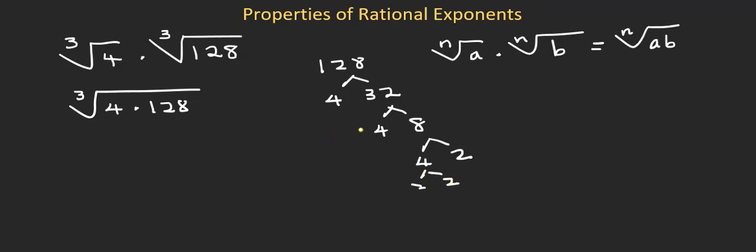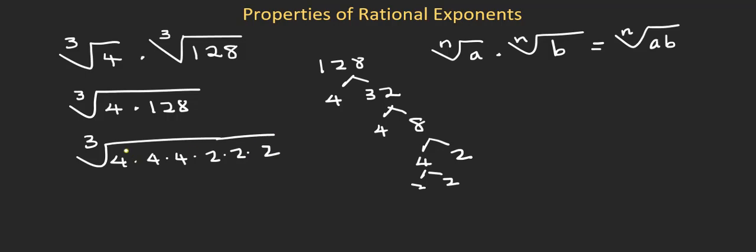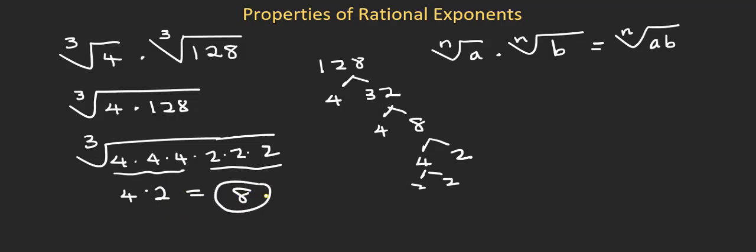The reason why I broke it like that is because you could rewrite it as now 4 came from 4. What about 128? It is 4 times 4 times 2 times 2 times 2. This cube root means you need 3 of the same kind to come out. So 4 comes out and 2 comes out. So 4 times 2 will be 8.